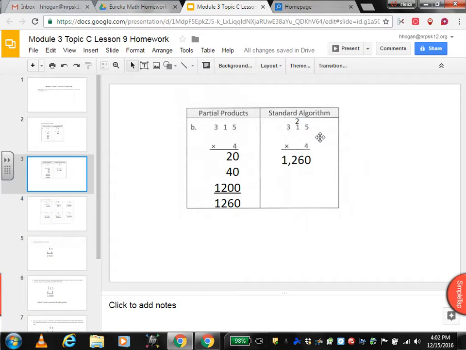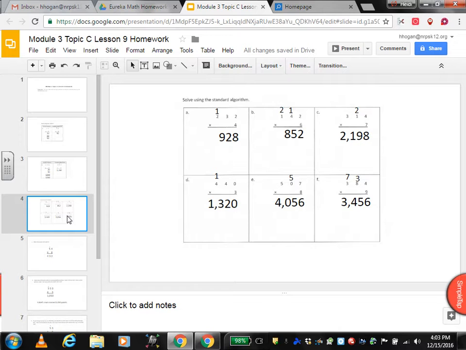And now we do our standard algorithm. 4 times 5 is 20. Well, we can regroup 2 groups of 10 into 2 tens, and we're left with no ones. So 4 times 1 is 4, plus 2 more tens is 6. 4 times 3 is 12. 1260. It matches.